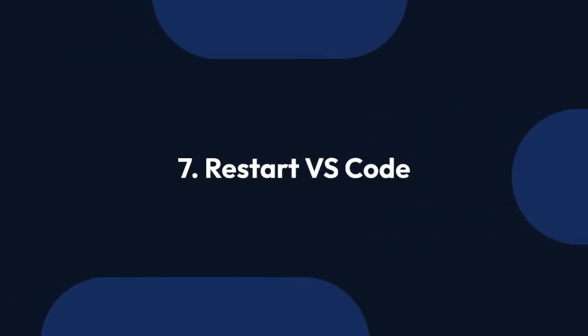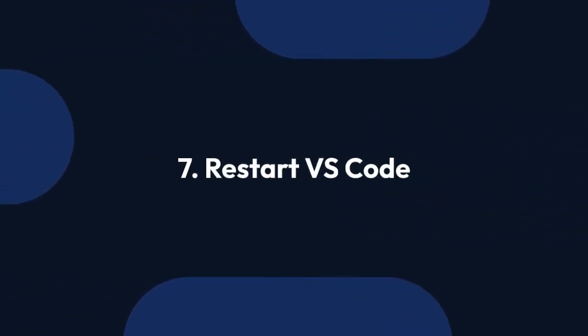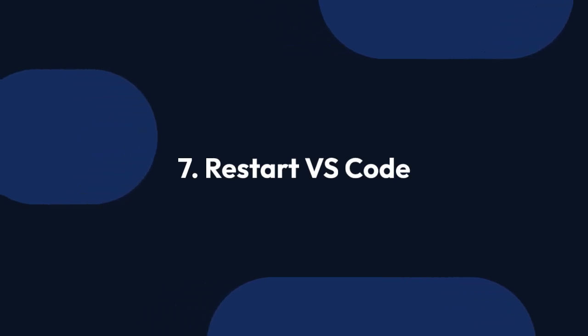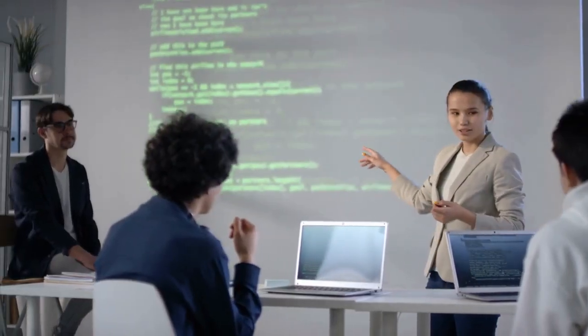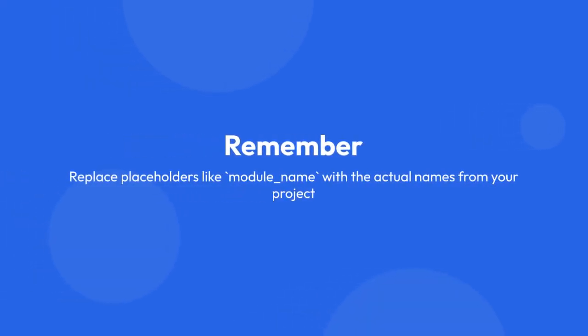7. Restart VS Code. Sometimes, VS Code's internal processes might not update properly after installing a module or making changes to your project structure. Try restarting VS Code to see if that resolves the problem. Carefully checking each of these steps systematically will usually help identify and fix the import error you're experiencing. Remember to replace placeholders like module_name with the actual names from your project.